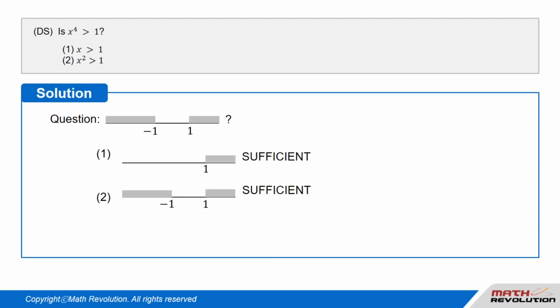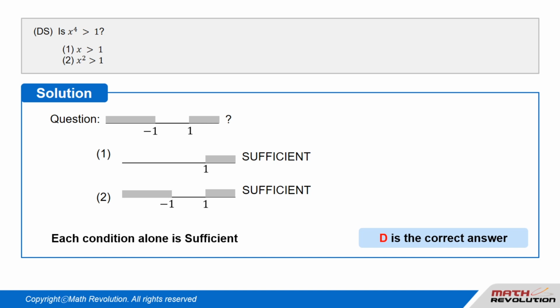DS question: x is smaller than -1, or x is greater than 1. Condition 1: x is greater than 1. This range is included in the range of the question, so this condition is sufficient. Condition 2: x is smaller than -1, or x is greater than 1. This range is included in the range of the question, so this condition is sufficient.